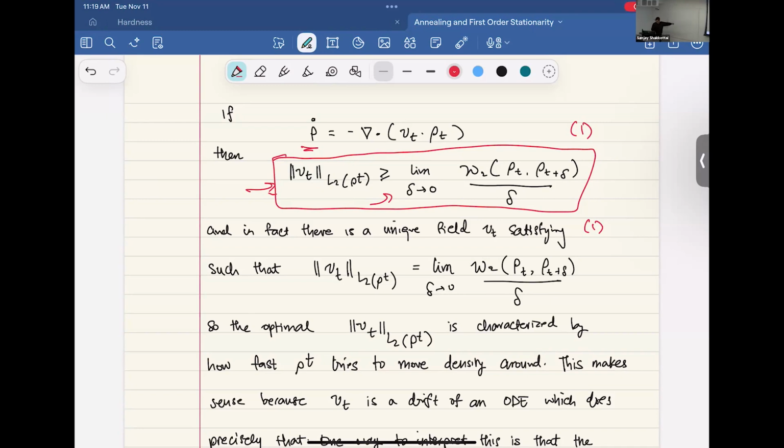And this is a theorem which says that for any Vt, this is true. And in particular, there is a Vt for which there is equality. That Vt is basically the field that implements infinitesimal optimal transport maps between rho t and rho t plus delta as you vary t.